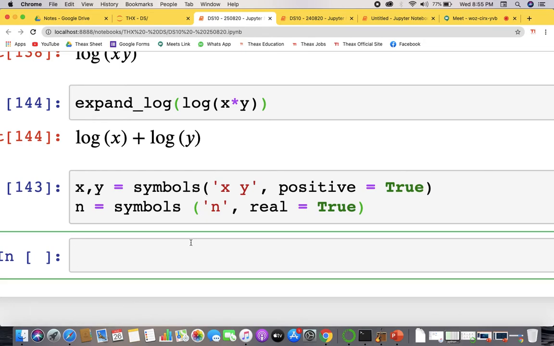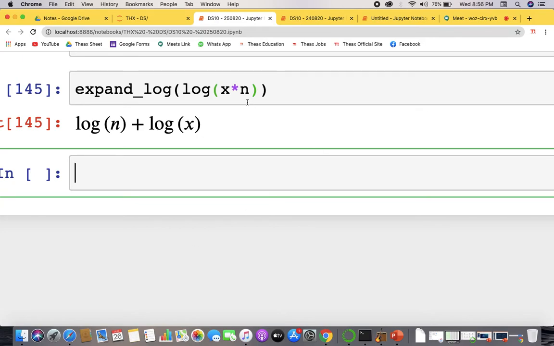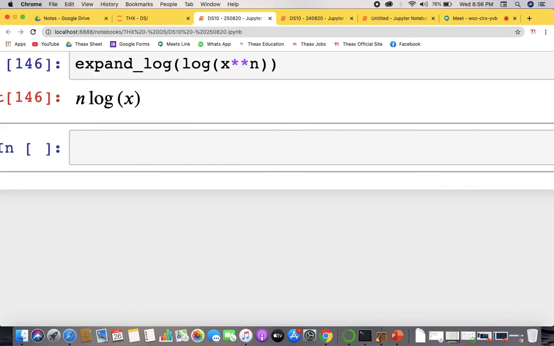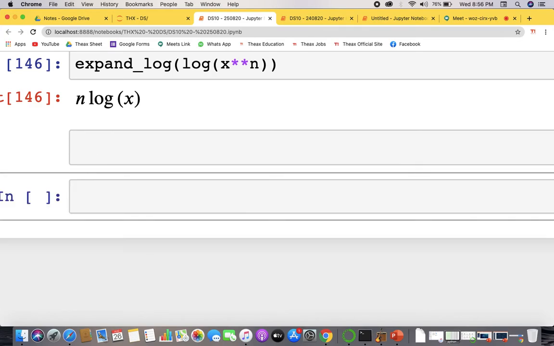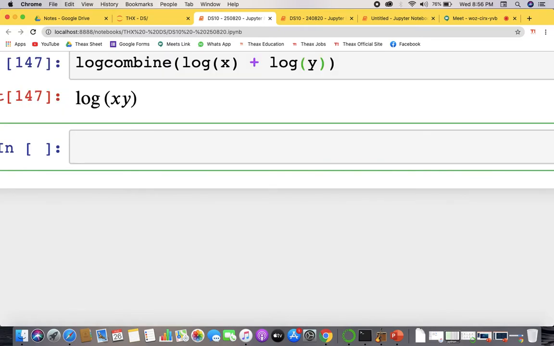If I say expand log of x to the power of n, in that case it is log n plus log x, or if it is log of x to the power of n, that is n log x particularly. Now, if you have more than one logarithmic expression and you want to combine them, you can use log combine. So log combine of log of x plus log of y, we run this and you will get log xy, right? So that is how you solve some logarithm values.